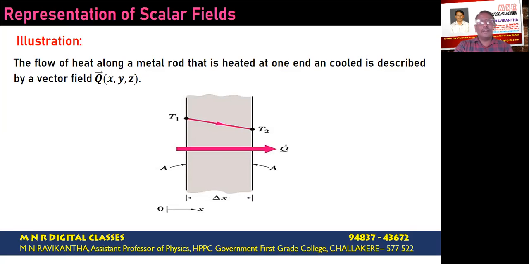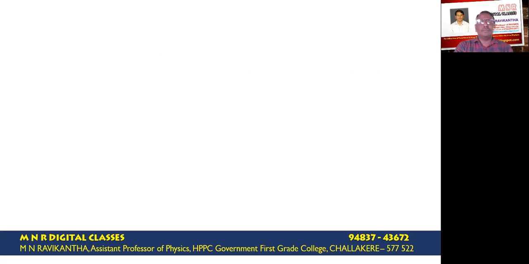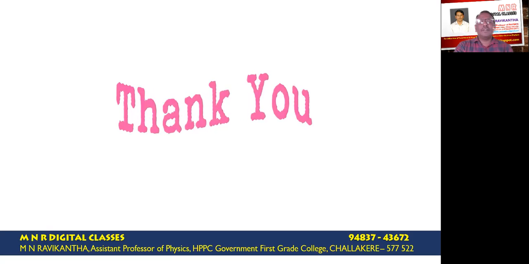Let us recall again. We know that in steady state conditions, heat always flows from a region of higher temperature to a lower temperature. The amount of heat that gets transferred from one point to another is represented by the vector field Q bar of x, y, z. This is about vector fields. Thank you.